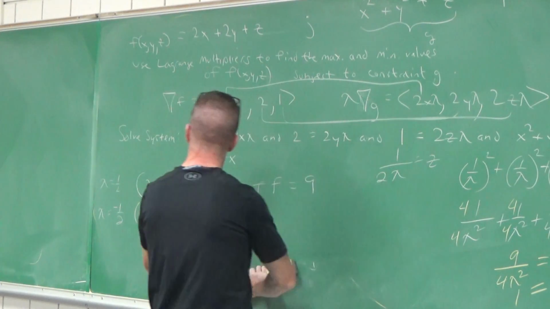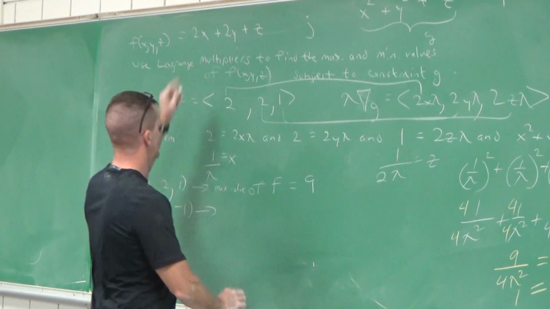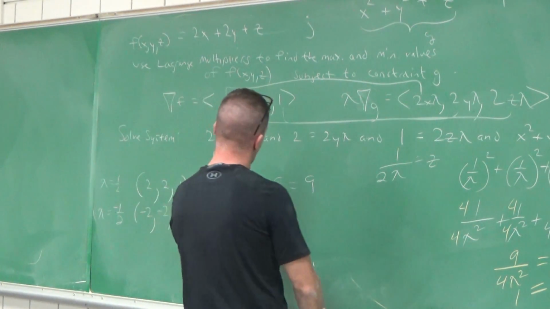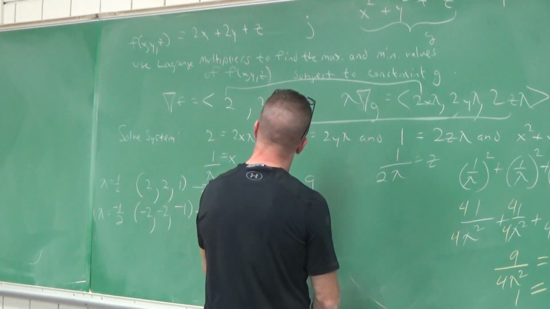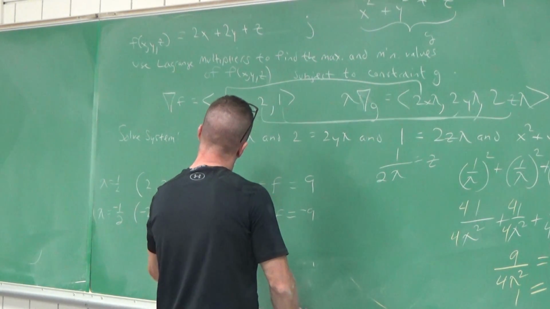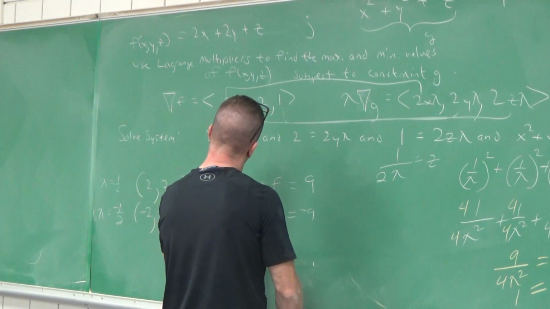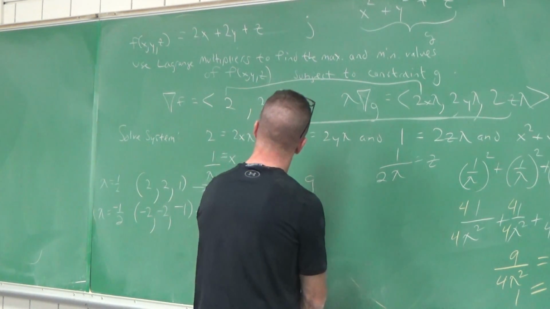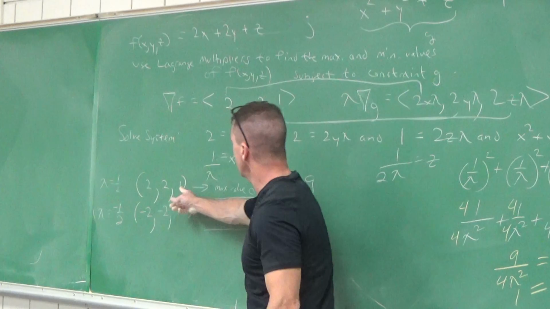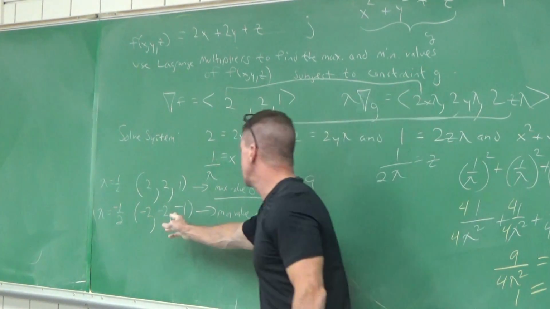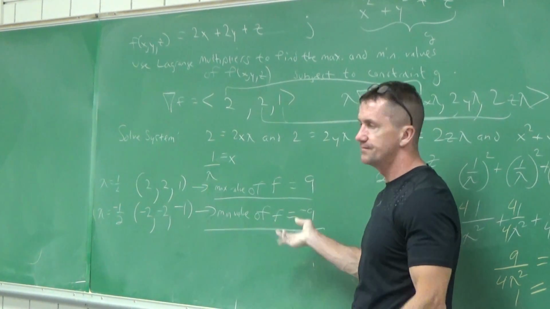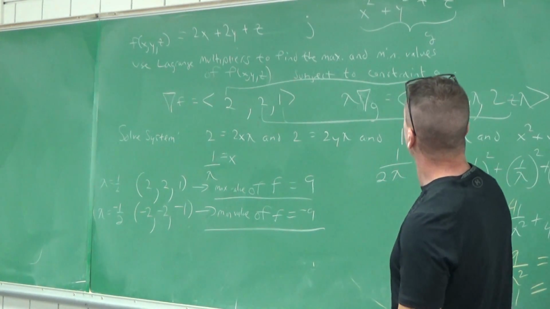If we plug in the other point, we get f equal to negative 9, so this would have to be the absolute minimum value. This point gives us the max value of f, and this point gives us the minimum value of f, under that constraint.